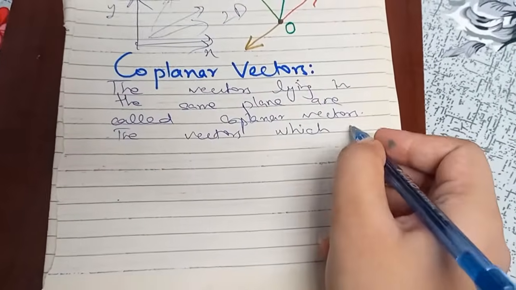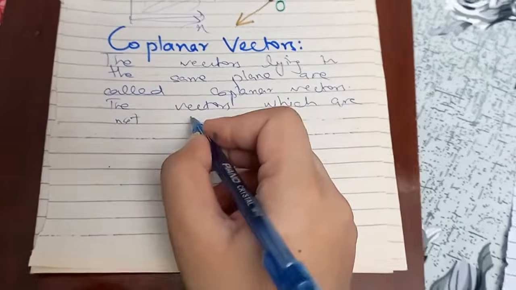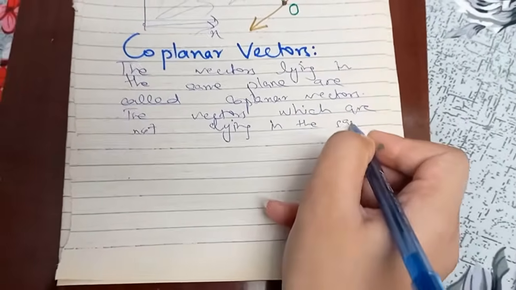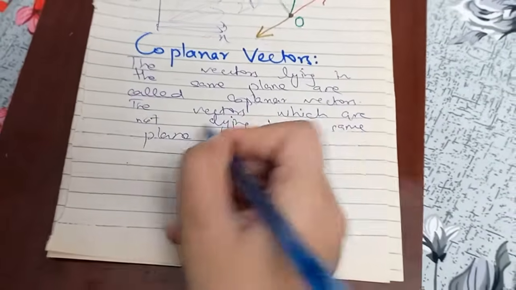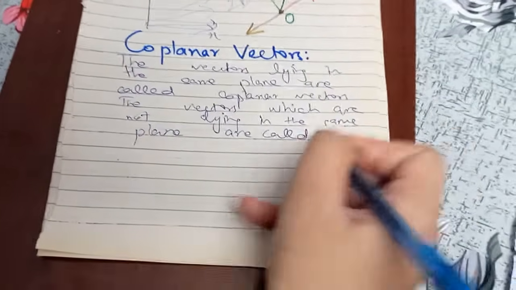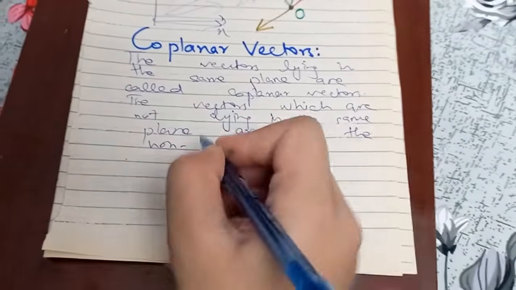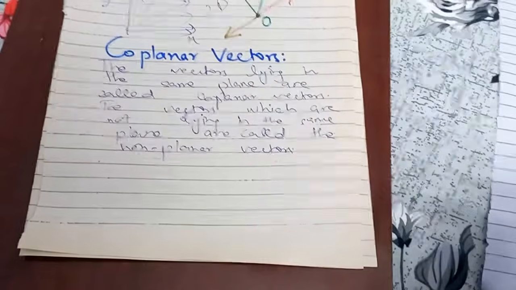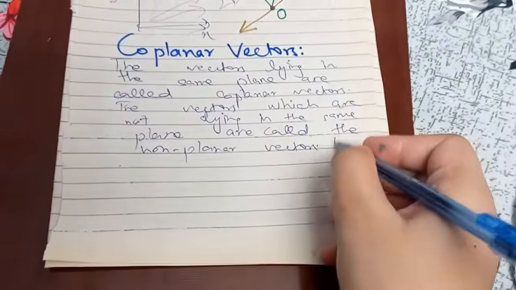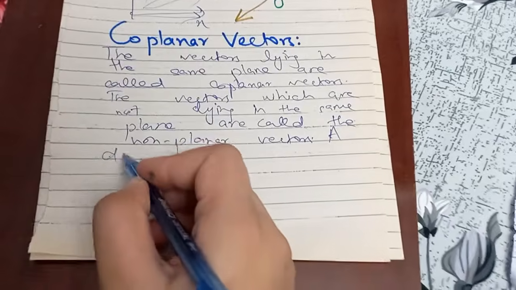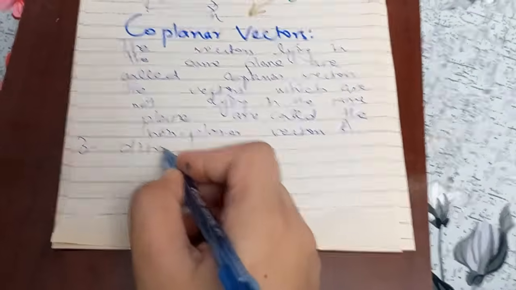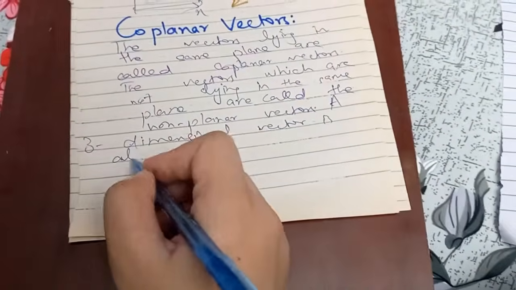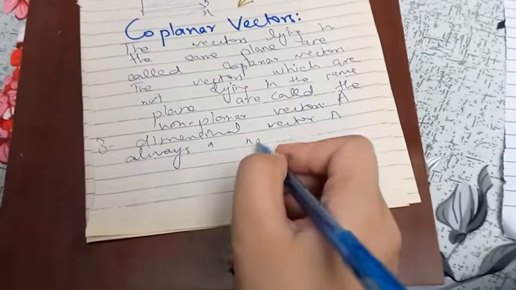The vectors which are not lying in the same plane are called non-coplanar vectors. And there is one thing that we can say for sure: a three-dimensional vector is always a non-coplanar vector.